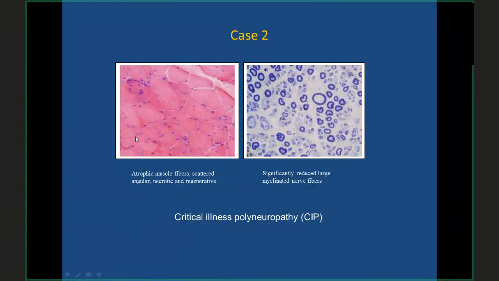The muscle biopsy shows scattered angular, degenerated muscle fibers, which we call neurogenic, and the nerve biopsy shows significantly reduced nerve fibers. So this patient was diagnosed with critical illness polyneuropathy. Actually, this is a very typical case of critical illness polyneuropathy.